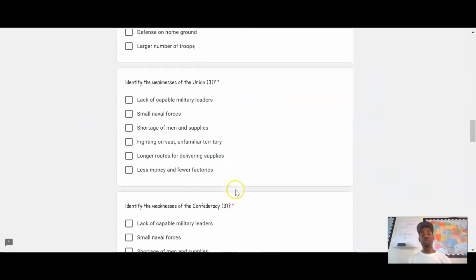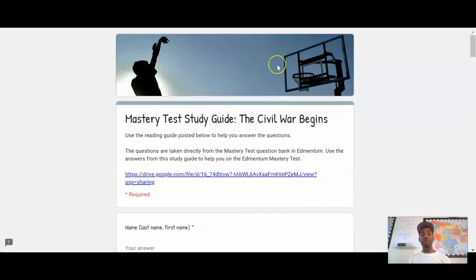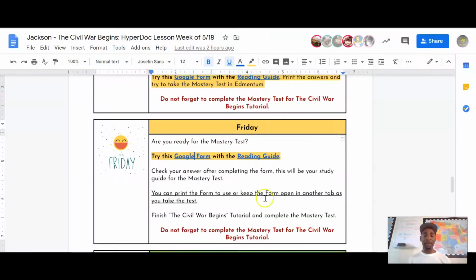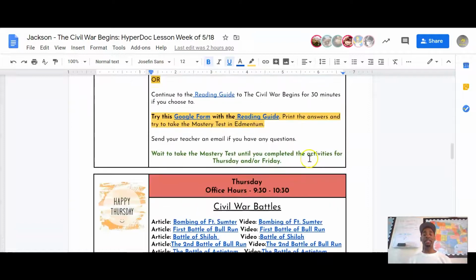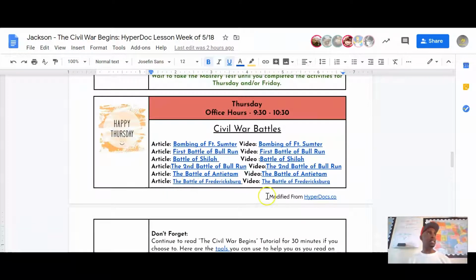Once again, go to Friday, take the pretest, put the answers inside of Edmentum. I ask that you do read, and even if you don't want to read Edmentum, go back up to Thursday. I put some cool articles and videos in there on the Civil War battles, because this week is where we get into the nitty gritty of the actual battles that took place in the Civil War. Take a look at these articles and the videos, and then make a determination and go from there.